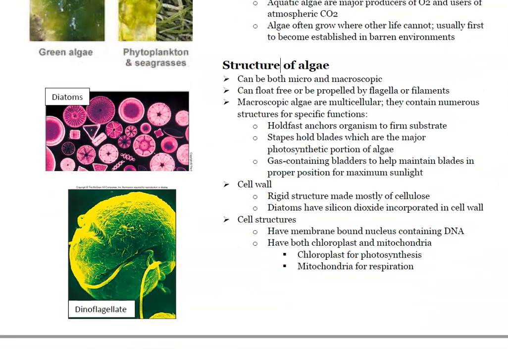Plant-like protists, like algae, do have cell walls, just like plants. It's a rigid structure made mostly of cellulose. Diatoms have silicon dioxide incorporated into their cell wall, so their cell walls look glass-like when you look at them under a microscope. They have a membrane-bound nucleus, including their DNA inside. They have both chloroplast and mitochondria. The chloroplast is for photosynthesis, and the mitochondria does cellular respiration to produce energy for the cell. And this is called a dinoflagellate.